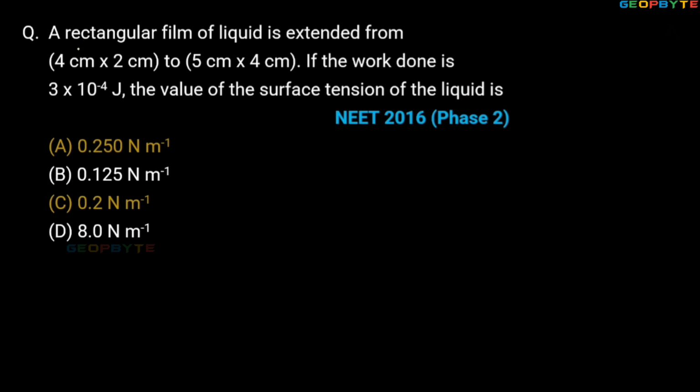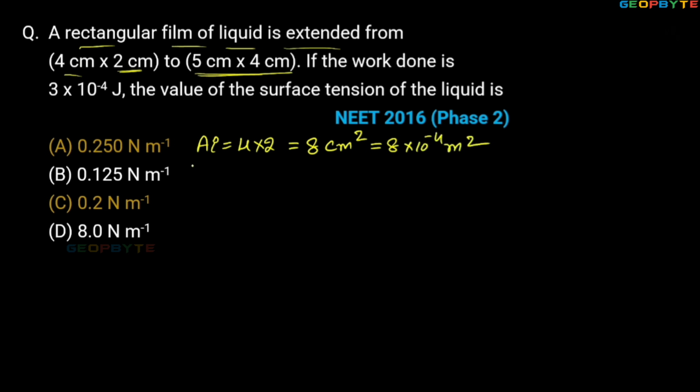Similarly, let us take another important problem. It is asking like this: a rectangular film of liquid is extended or expanded from 4 centimeter by 2 centimeter to 5 centimeter by 4 centimeter. That means initial area, because it is a rectangular one, breadth multiplied by depth: 4 into 2 equals 8 centimeter square, equal to 8 into 10 power minus 4 meter square. Similarly, final area, because it is expanded, 5 into 4, that is 20 centimeter square, equal to 20 into 10 power minus 4 meter square.